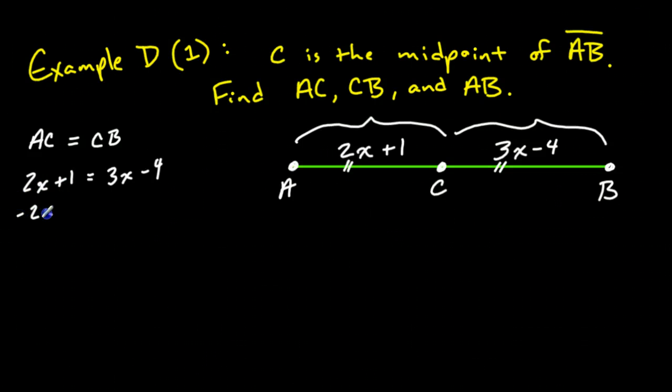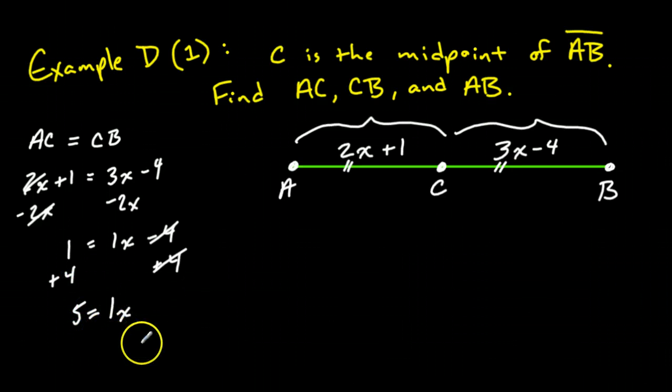Let's go ahead and eliminate the 2x on both sides. Okay, so we've got 1 and 2x. 3x minus 2x is 1x minus 4. All right, I want to isolate that 1x now, so I'm going to add 4 to both sides. And add 4 over here. And I'm left with 5 equals 1x. Or another way to write that is x equals 5.